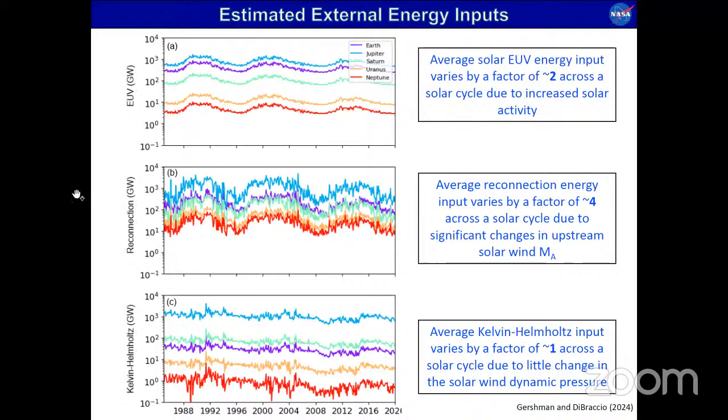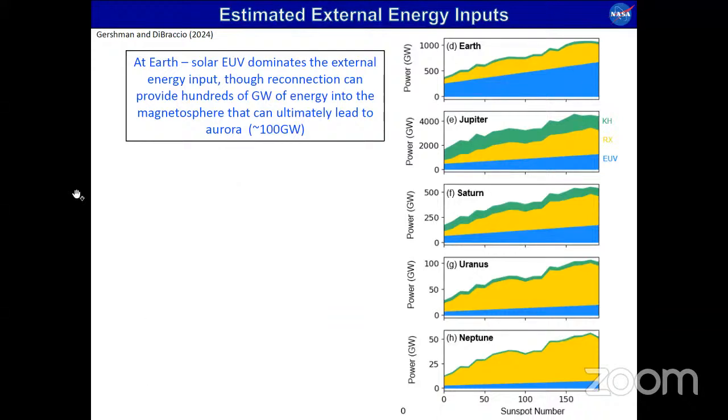So we'll start with Earth, and so the plot on the right shows the relative energy partitions. The blue is the EUV, the yellow is reconnection, the green is Kelvin-Helmholtz, and it's power as a function of sunspots. So solar min is on the left, solar max is on the right.